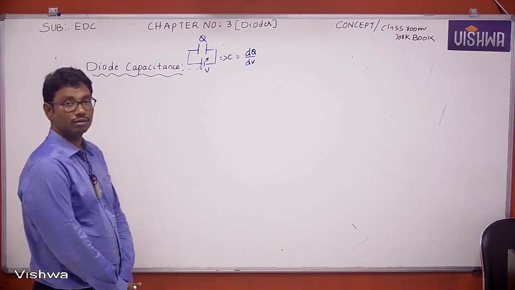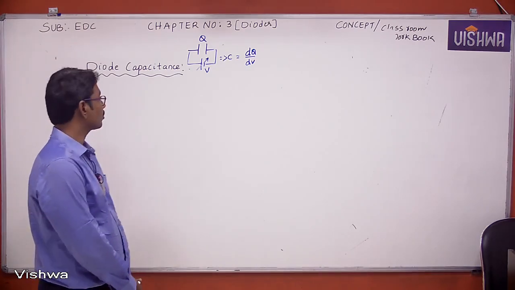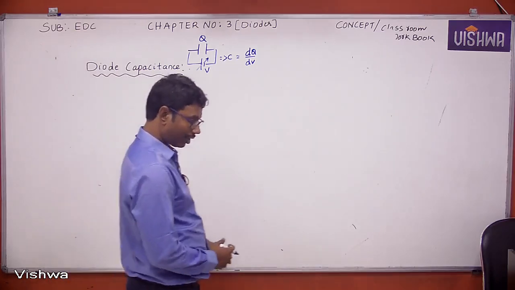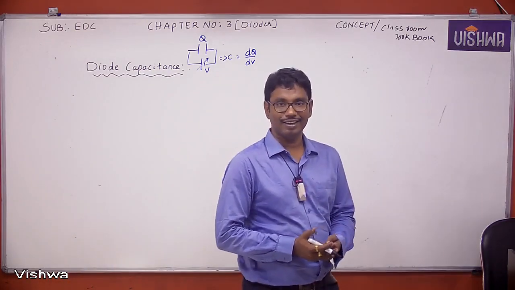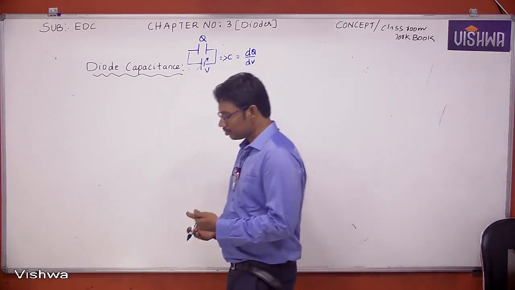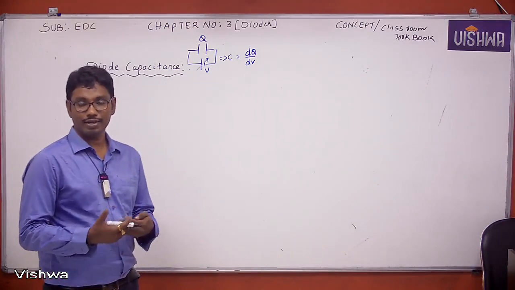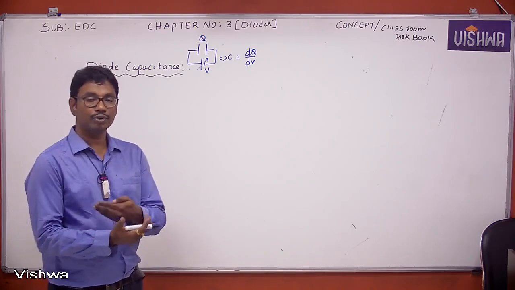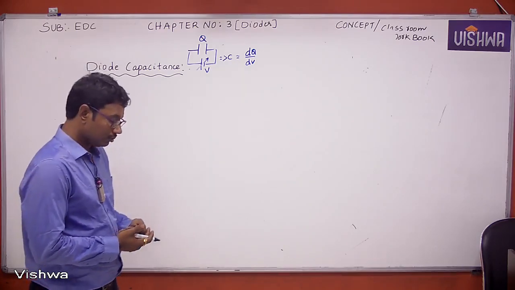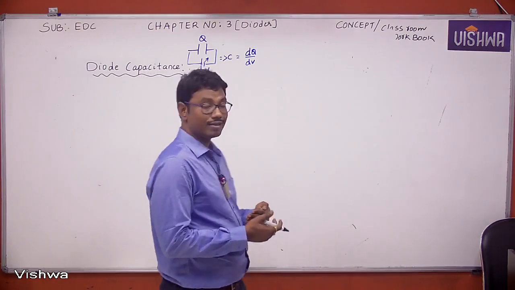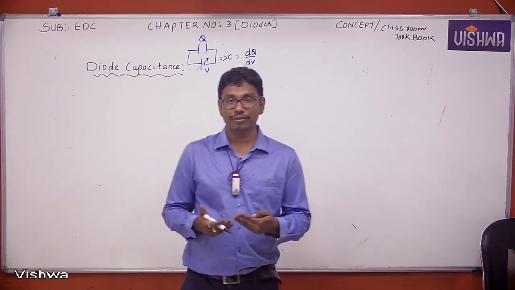C equal to dq by dV. Right? Now coming to diode capacitance. A diode exhibits two types of capacitance. One is transition capacitance, another one is diffusion capacitance. Right? When does the diode exhibit transition capacitance, and when does it exhibit diffusion capacitance?